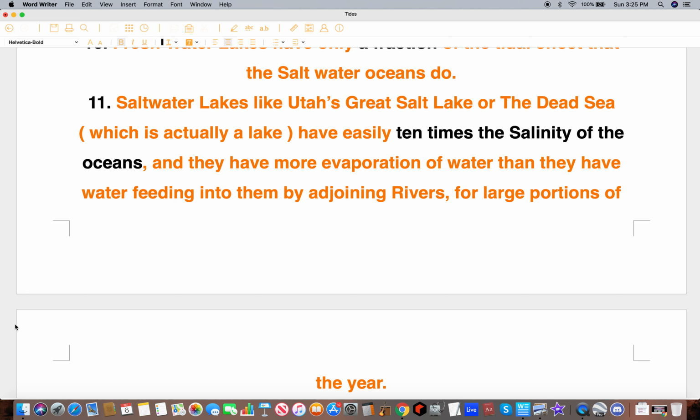But this saltwater lake in Alaska is affected. It doesn't have the same amount of salt in it that you have in Utah's Great Salt Lake or the Dead Sea. It's more like the salt that's in the oceans. So that's why I think it's probably being fed by the ocean. Because if you have too much salt, you're not going to have enough water, and you're not going to have that same turbulence happen.